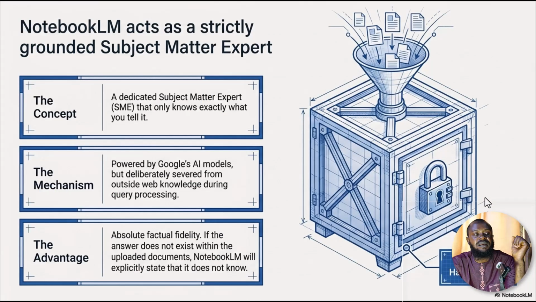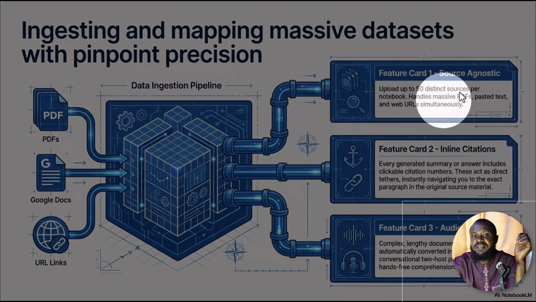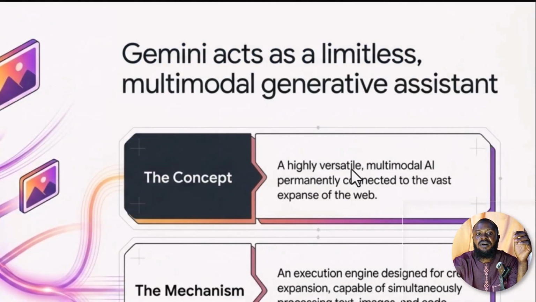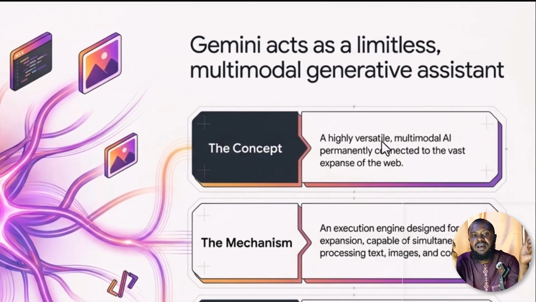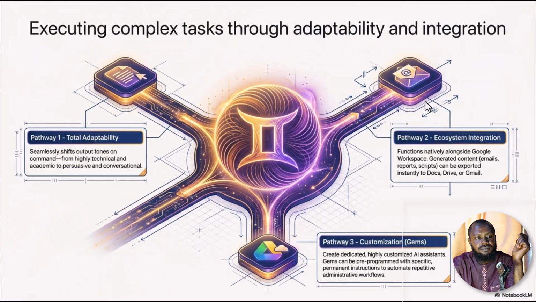So let us not waste our time, because I want us to cover a lot of things today. So NotebookLM acts as a strict, grounded subject matter expert. I have talked about that. We have the concept, we have the mechanism, and all. So, ingesting and mapping massive data sets with pinpoint precision. So you can see I said upload up to 50 distinct sources per notebook, handles massive, and so on. To the next one, Gemini. Gemini, on the other hand, acts as a limitless multimodal generative assistant.